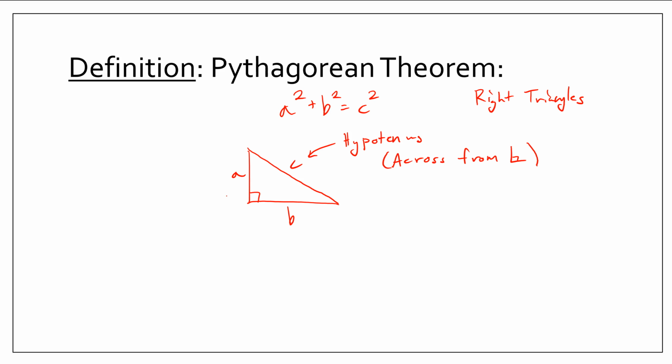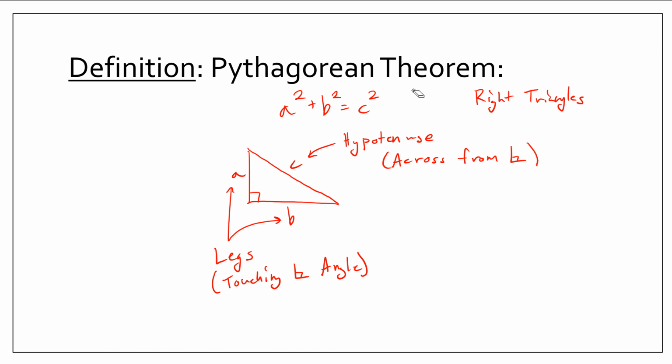Okay, these two guys, the a and the b, we call these the legs. They are touching the right angle. Notice how in the formula, c is the guy on the opposite side of the equal sign. So that's important to remember. Oh, I misspelled hypotenuse. The hypotenuse is always c.